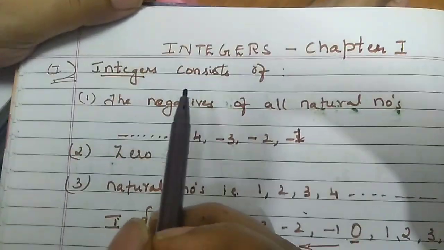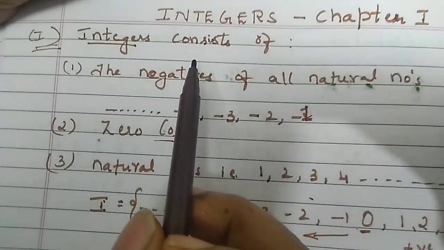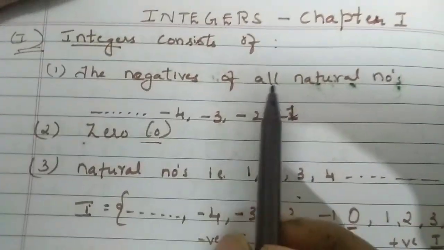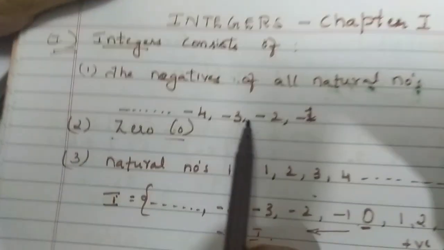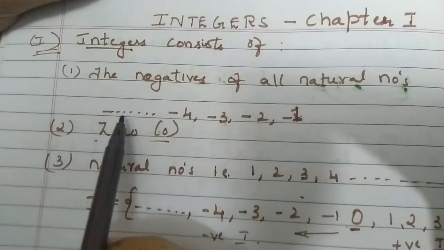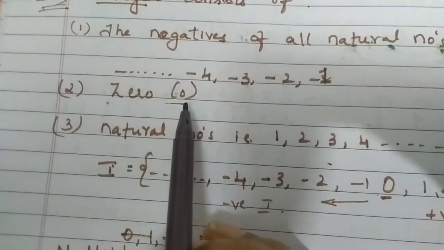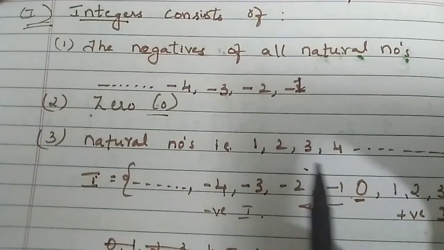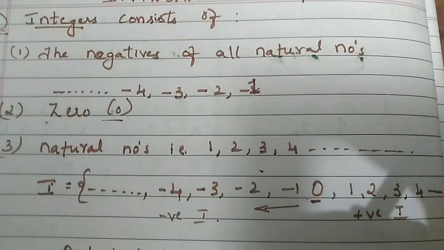So let's check out the meaning first, what integers mean. So basically integers will consist of three things. Number one, the negatives of all natural numbers, something like -1, -2, -3, and it goes on up to infinity. It includes a 0 as well, and then all the positive numbers, the positive natural numbers, in fact, 1, 2, 3, 4 up to infinity.